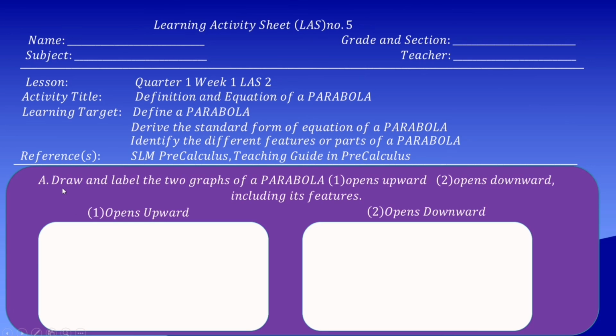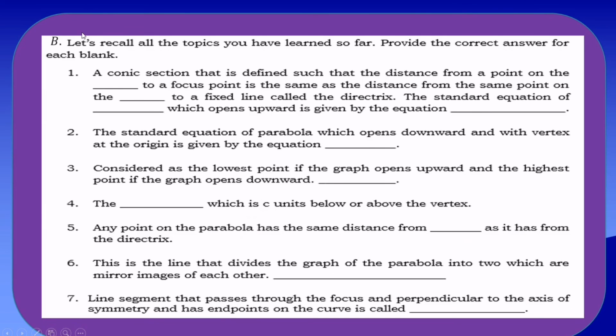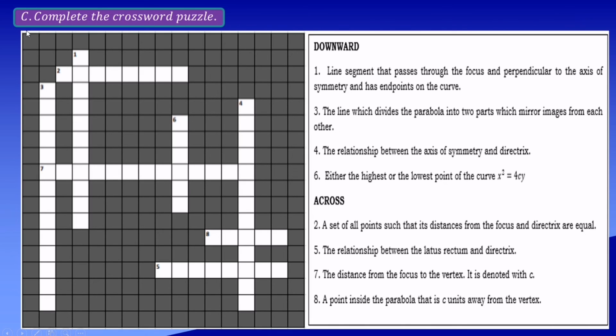For our last number 5, draw the parabola that opens upward and opens downward, including its features. Then answer what is asked in letter B. Then we have the cross puzzle.